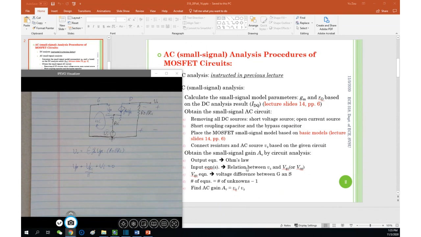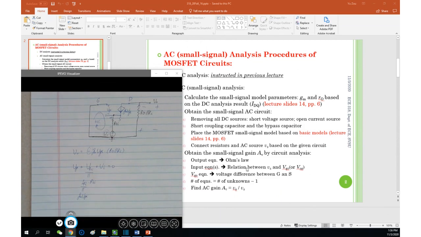Anyone knows? Wouldn't you use the dependent source with Ohm's law? Very good, by Ohm's law. Josh is right. They're using Ohm's law of RSI. So pretty much you are using the current times resistance. And then what is the current then? As Josh mentioned, they're using the dependent current source. What is it? GM VGS.